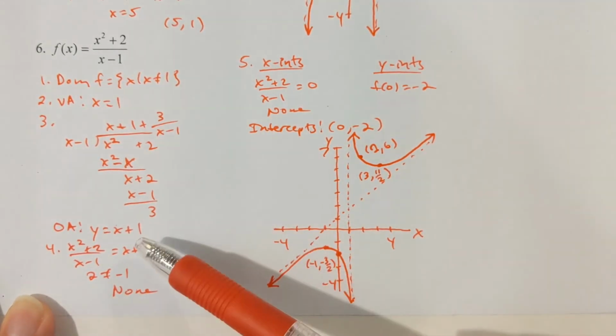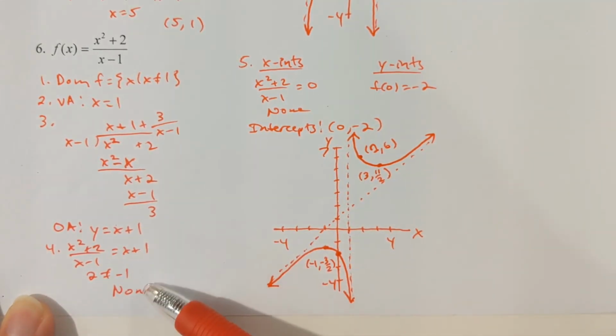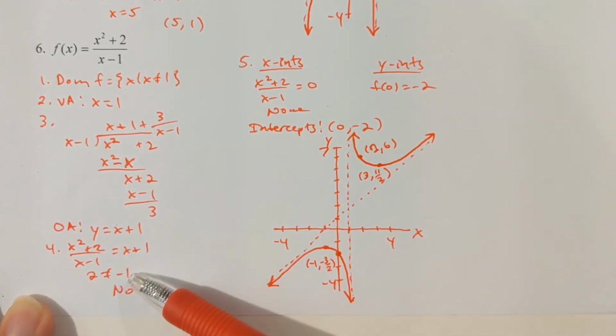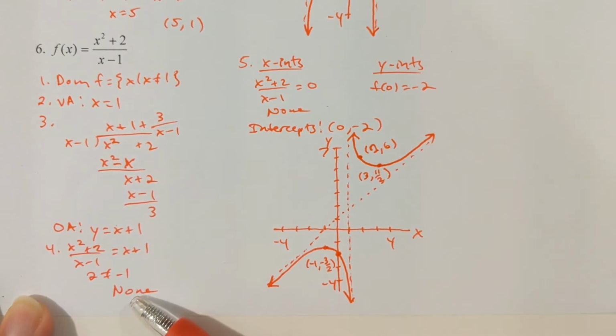To see if the function crosses the asymptote, set those equal to each other and solve. 2 does not equal -1. x was eliminated completely, so we're not going to have any points where the graph will cross the asymptote in this problem.